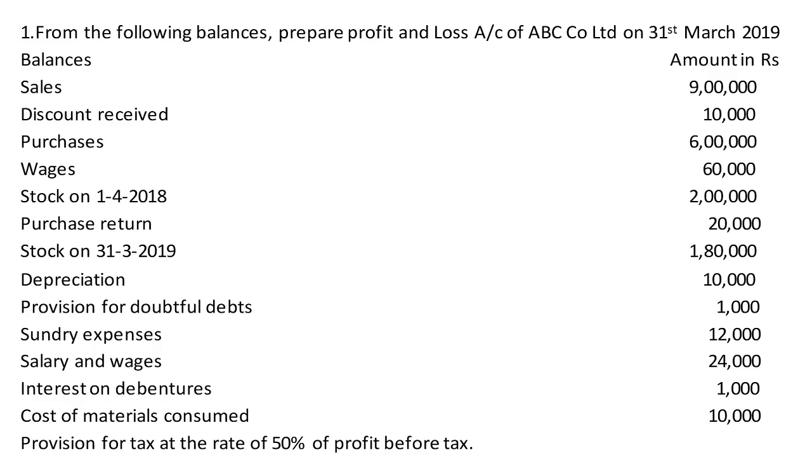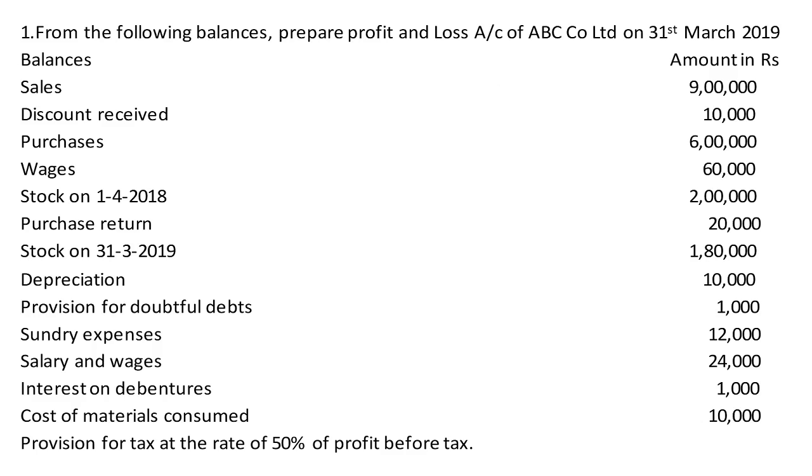expenses 12,000, salary and wages 24,000, interest on debentures 1,000, and the cost of material consumed is 10,000. The provision for tax is at the rate of 50% on profit before tax. So with the help of these, you have to prepare the profit and loss account of ABC Limited in vertical format. Vertical format, they are saying.